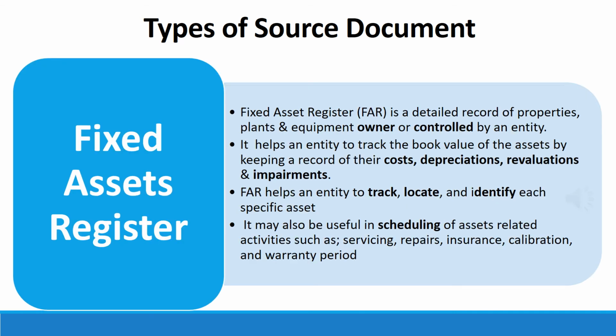A fixed asset register is a detailed record of properties, plants, and equipment owned or controlled by an entity. It helps an entity to track the book value of the asset by keeping a record of their costs, depreciations, devaluation, and impairments. A fixed asset register helps an entity to track, locate, and identify each specific asset. It may also be useful in scheduling of asset-related activities such as servicing, repairs, insurance, calibration, and warranty period.